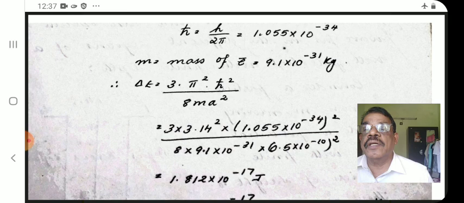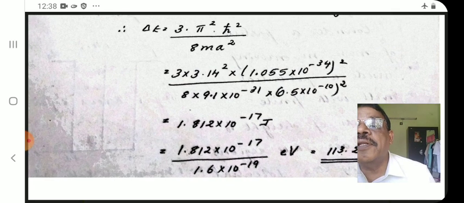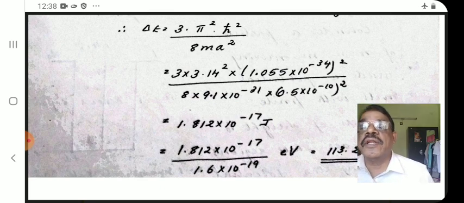Therefore separation, 3 pi square h cut square by 8m a square, is equal to 3 into 3.14 square into 1.055 into 10 raised to minus 34 whole square, all by 8 into 9.1 into 10 raised to minus 31 into 0.5 into 10 raised to minus 10 square. 0.5 angstrom is written like that. And that on calculation we get 1.812 into 10 raised to minus 17 joule.